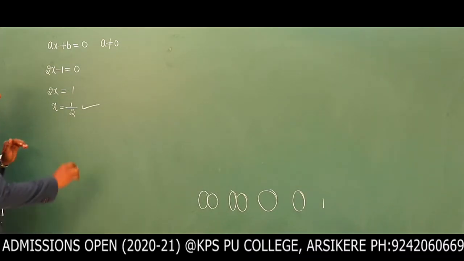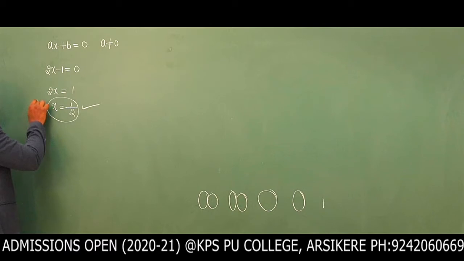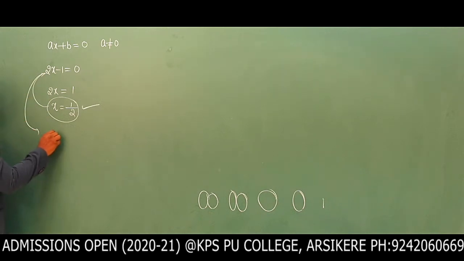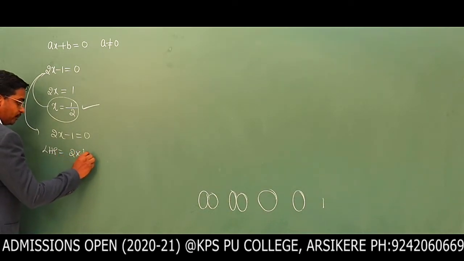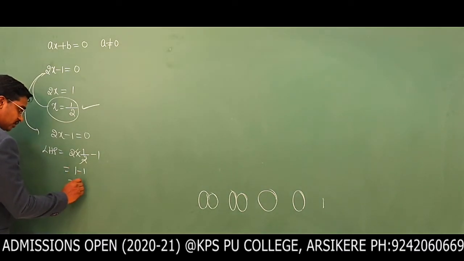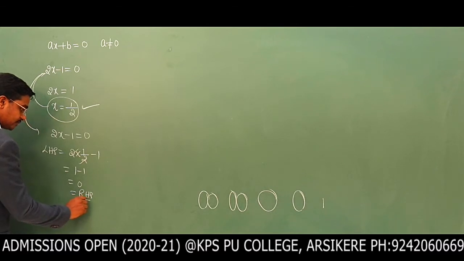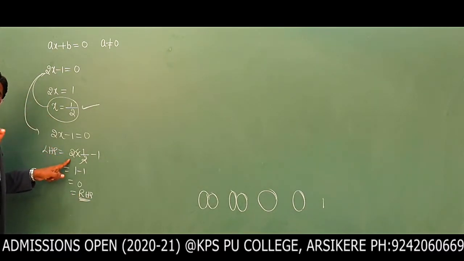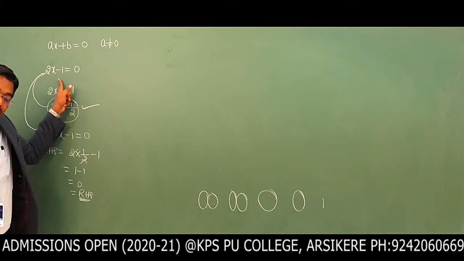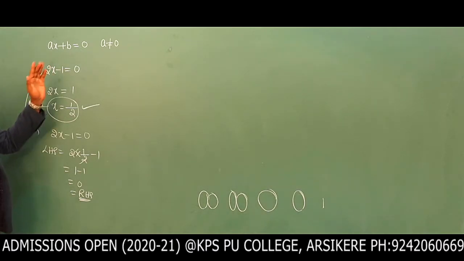So what is a solution? When you substitute the value x is equal to 1 by 2, this equation will be satisfied. Let's substitute. What equation do we have? 2x minus 1 is equal to 0. Substitute x is equal to 1 divided by 2. Take the LHS. When you substitute x is equal to 1 divided by 2, 2 into 1 by 2 minus 1. Here 2 and 2 get cancelled. We are left with 1. 1 minus 1 is equal to 0. This satisfies the RHS. So obviously, a solution is nothing but the value of x which, when substituted in the corresponding equation, satisfies it. This is called a solution. This is the case of an equation with one variable.